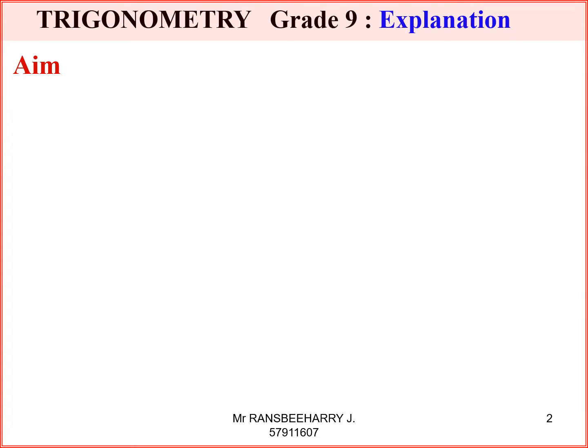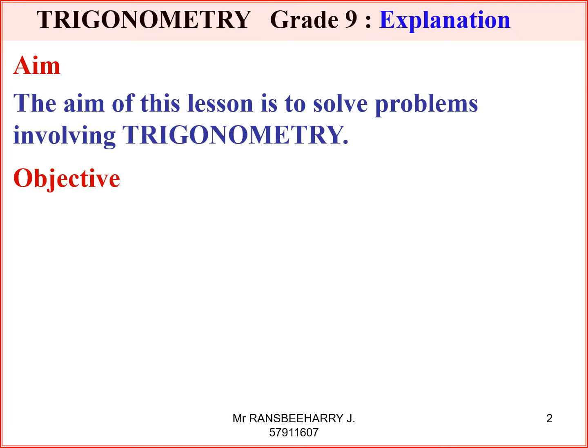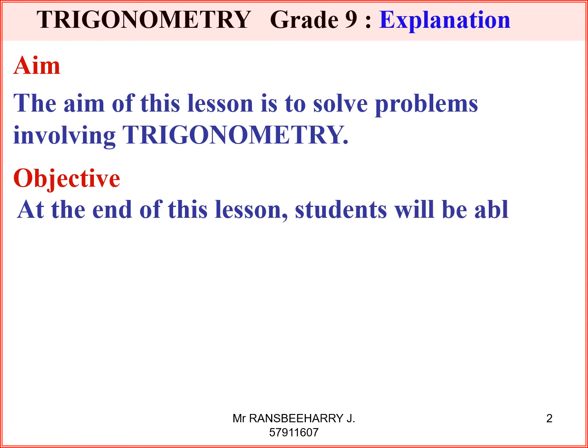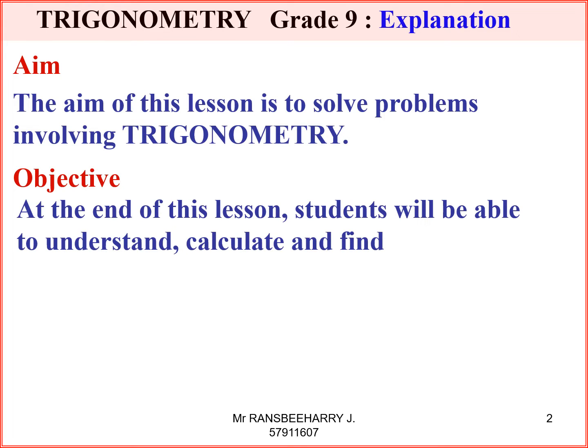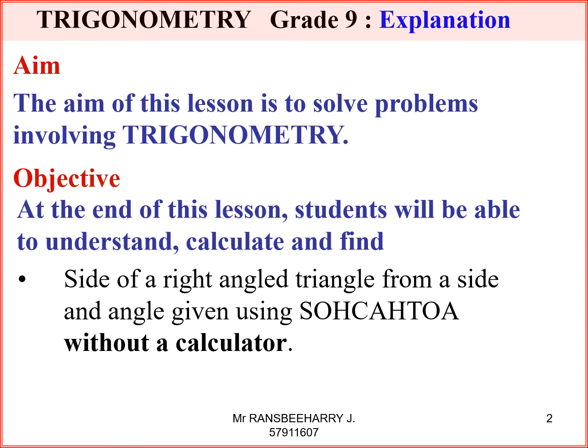Aim. The aim of this lesson is to solve problems involving trigonometry at grade 9. Objective. At the end of this lesson, students will be able to understand, calculate, and find the side of a right-angled triangle from a side and angle given using SOHCAHTOA without using a calculator.